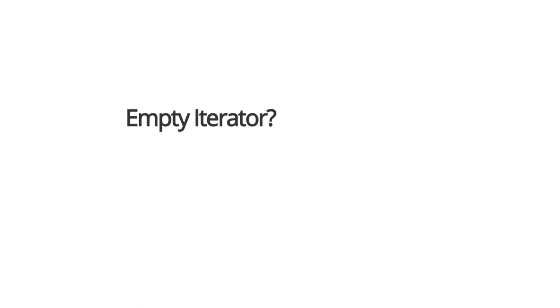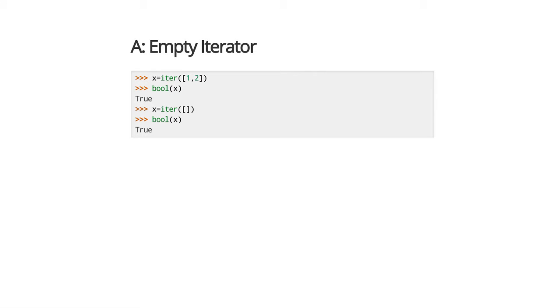What about an empty iterator? How do you tell if it's empty or not? If you do x equals iter of 1, 2, so therefore the iterator has some objects in it, you do Boolean of x, you get true. Oh, that's great. The iterator has some items in it. But if I do an iterator of an empty list, I do Boolean of x, and it's true also. This is super confusing.